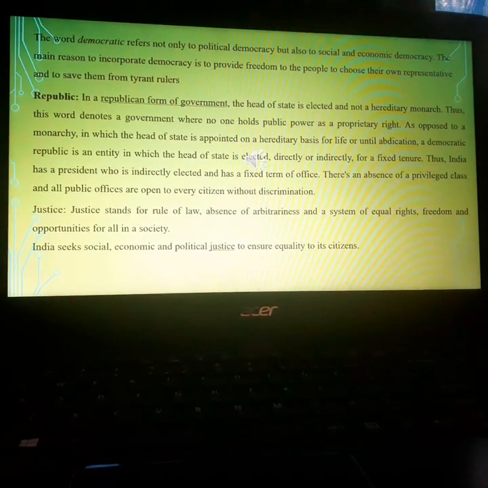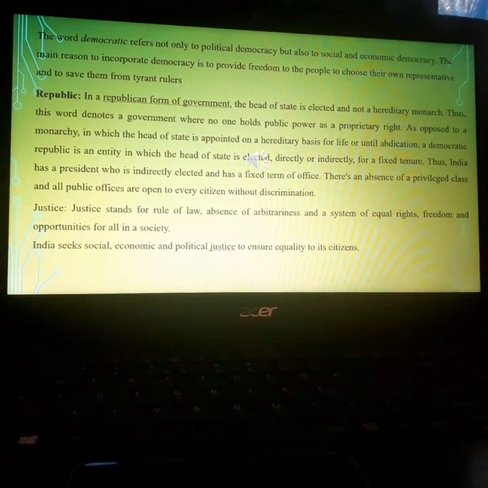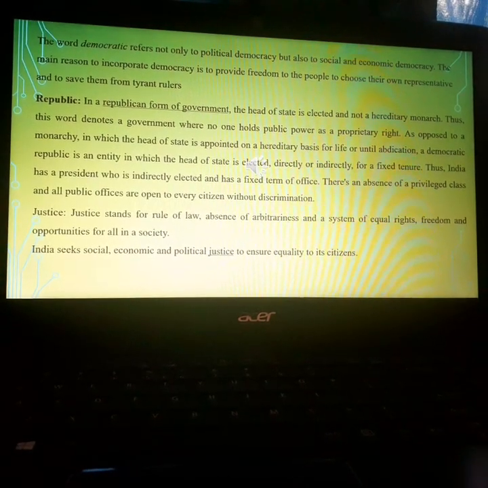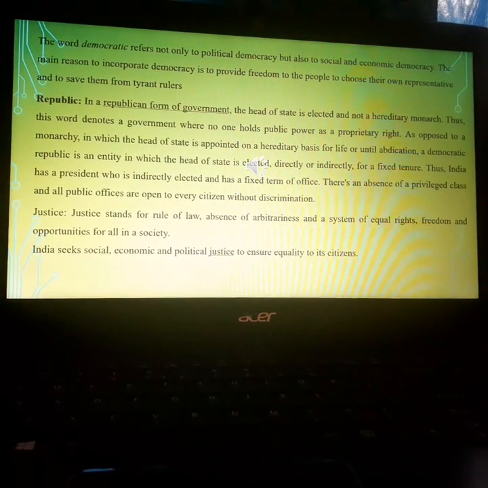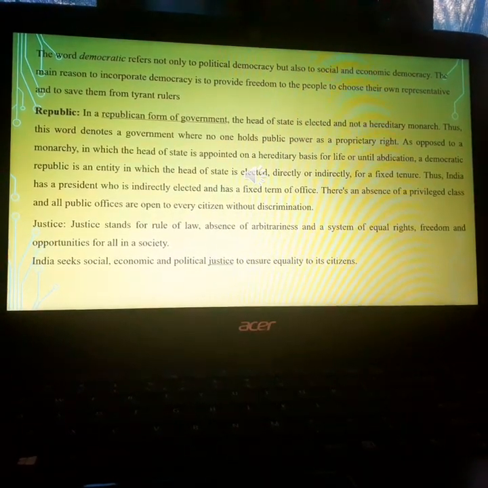Justice stands for rule of law, absence of arbitrariness, and a system of equal rights, freedom, and opportunities for all in a society. India seeks social, economic, and political justice to ensure equality to its citizens.